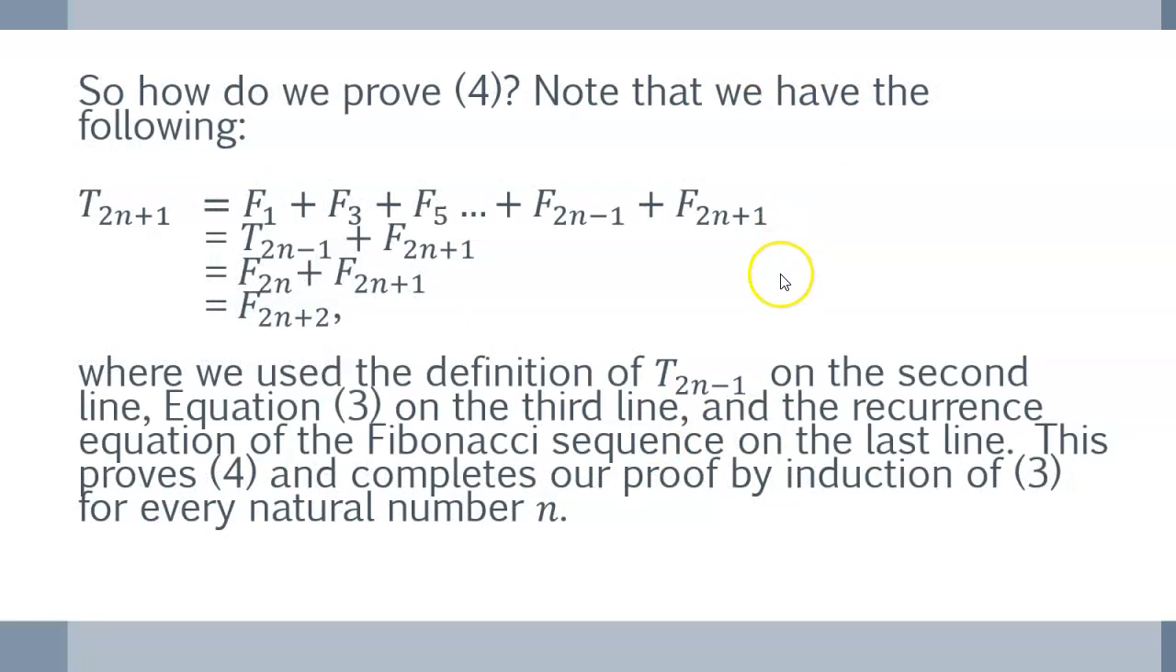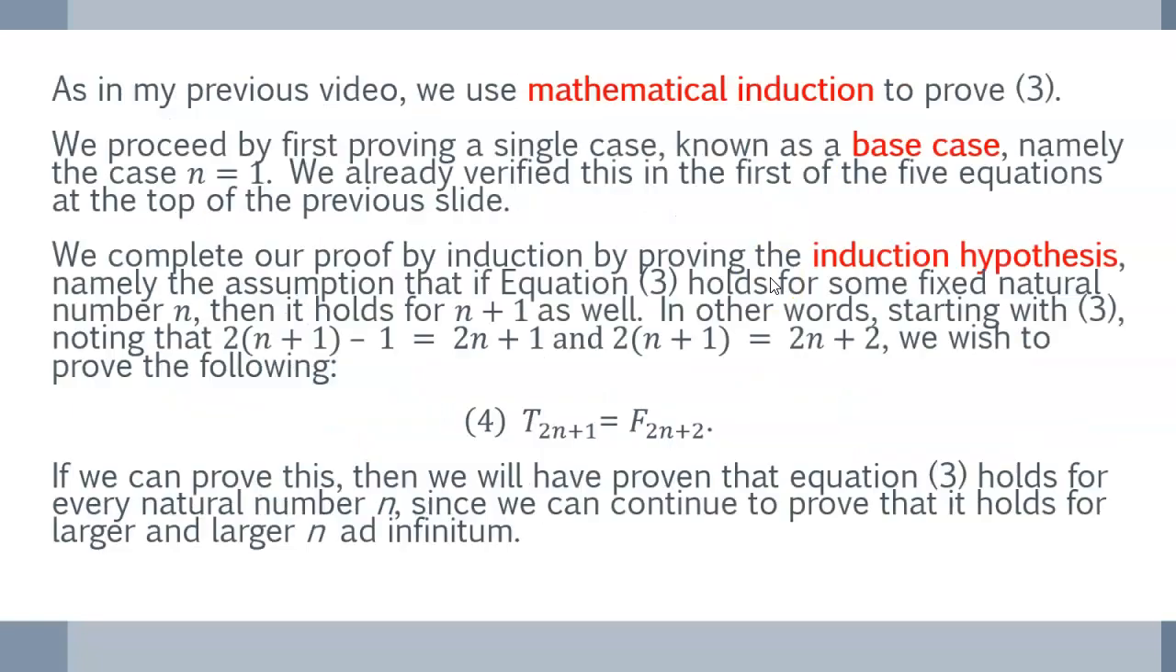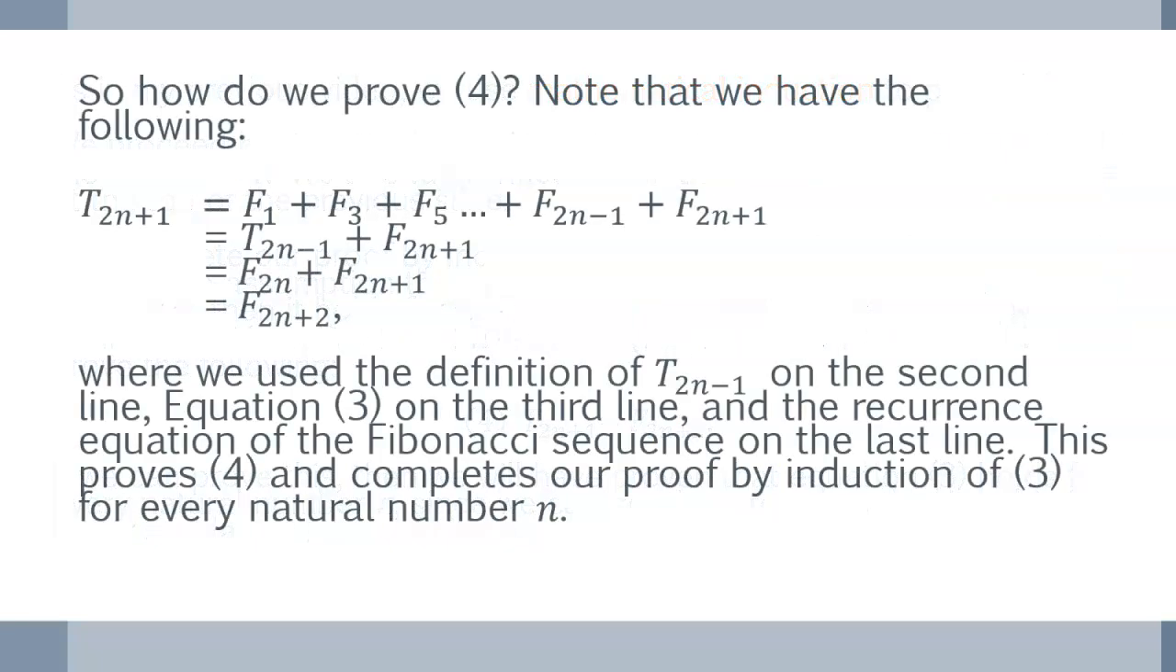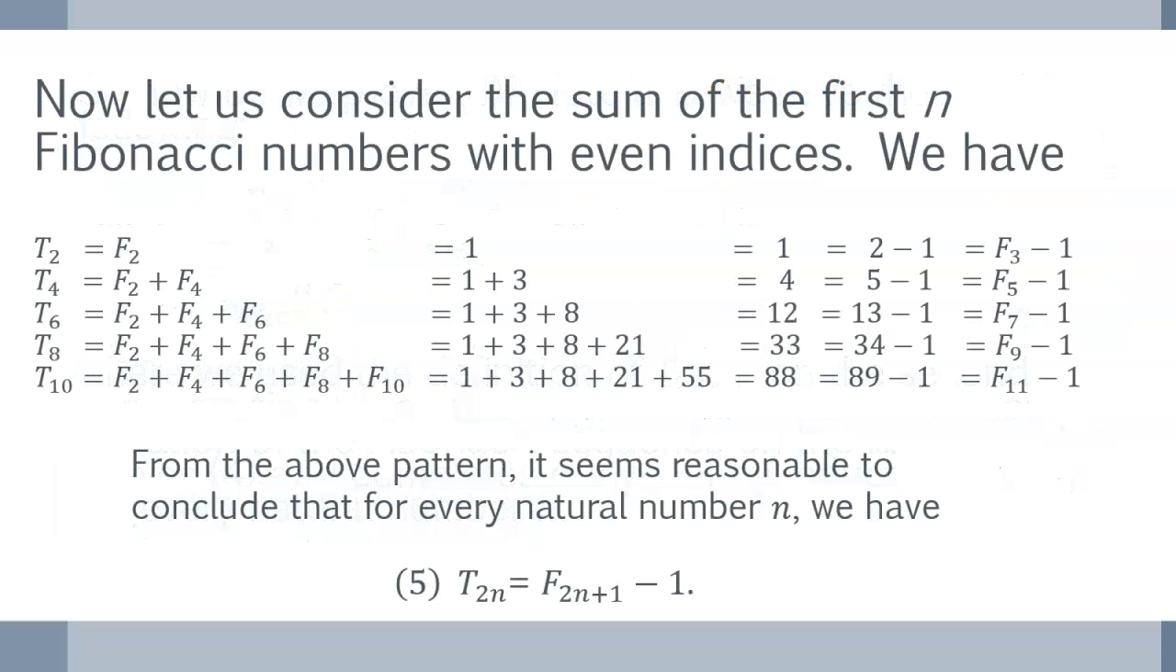We've proved equation 3, the formula for the sum of the first n Fibonacci numbers with odd indices, and that's just F(2n) plus 2. So we did the odd case. Now let's do the even case. So now let's consider the sum of the first n Fibonacci numbers with even indices.